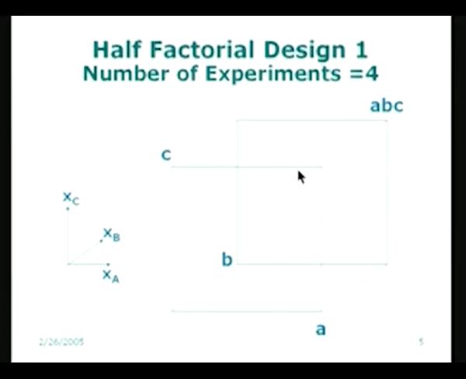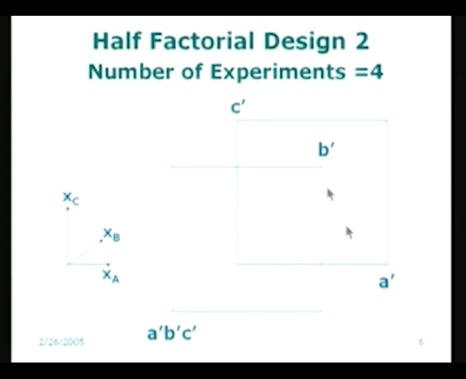So this is called a half factorial design. The first half factorial design I get is by taking the values A, B, C, A, B, C, and of course I will get a second one by taking B prime, A prime, A prime, B prime, C prime and C prime. Therefore, I can have 2 half factorial designs.